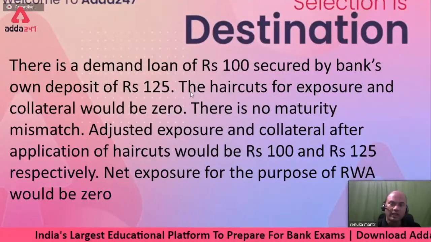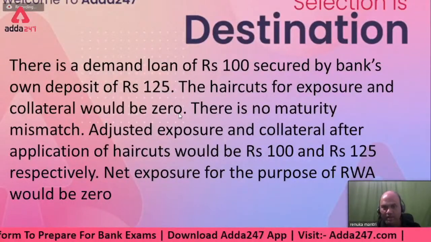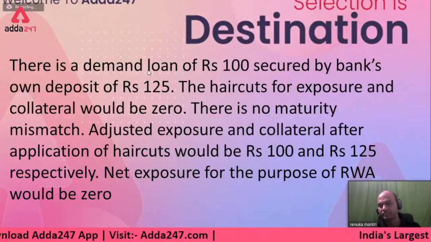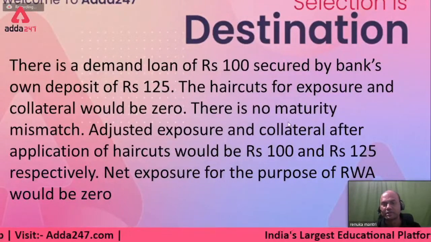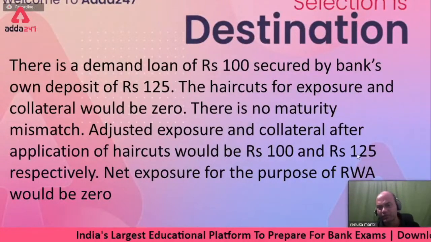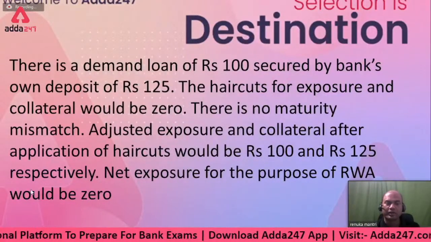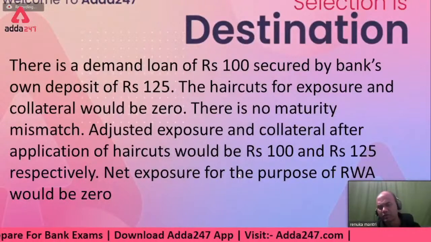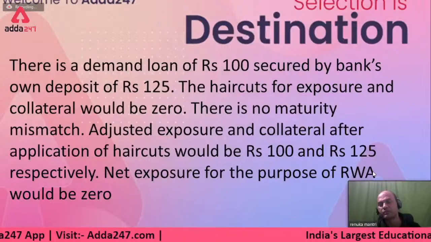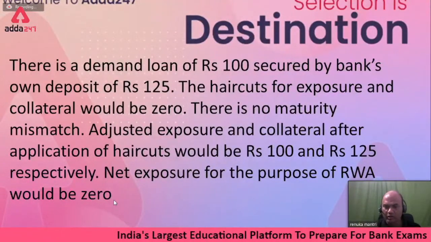So the haircuts for exposure and collateral would be 0, right? Because you are securing the loan by your own deposit. So adjusted exposure and collateral after applications of haircuts will be 100 and 125 only. Therefore, net exposure for the purpose of RWA would be 0. Now, what do you mean by this? Net exposure for the purpose of RWA, risk-weighted assets, would be 0. Now, what do you mean by 0?